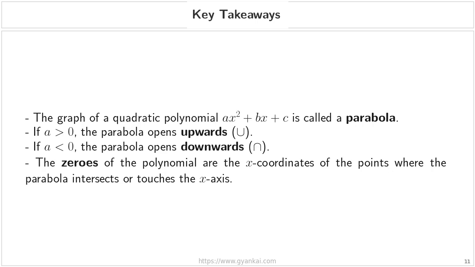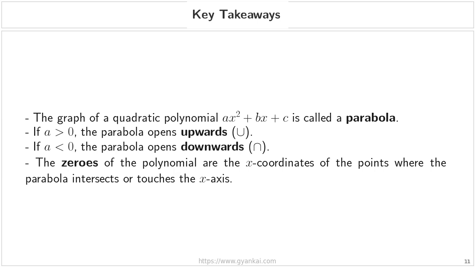Finally, don't forget the most important connection between algebra and geometry, the zeros of the polynomial. These are simply the x-coordinates of the points where our parabola meets the x-axis. Whether the curve crosses the axis at two distinct points, just touches it at one single point, or doesn't touch it at all, those intersection points are what define our real zeros.